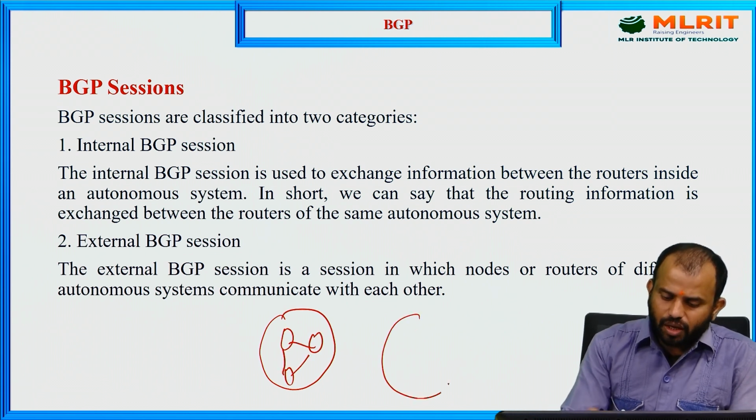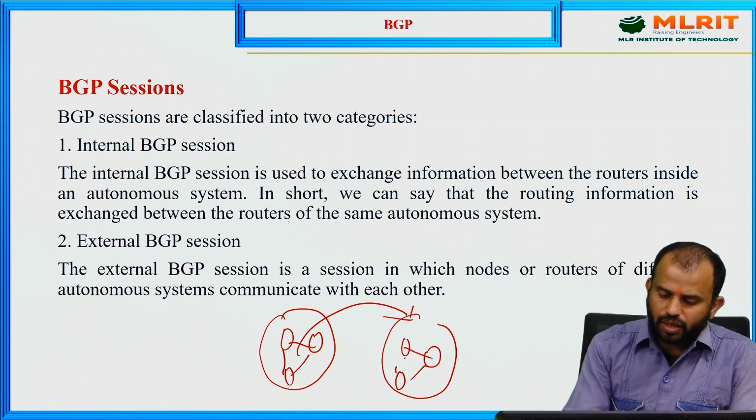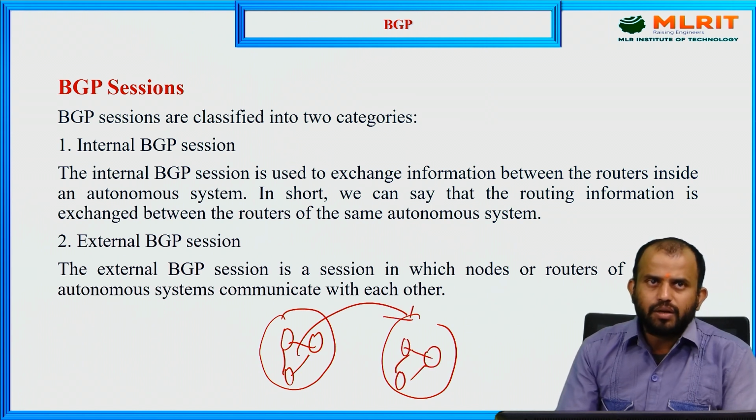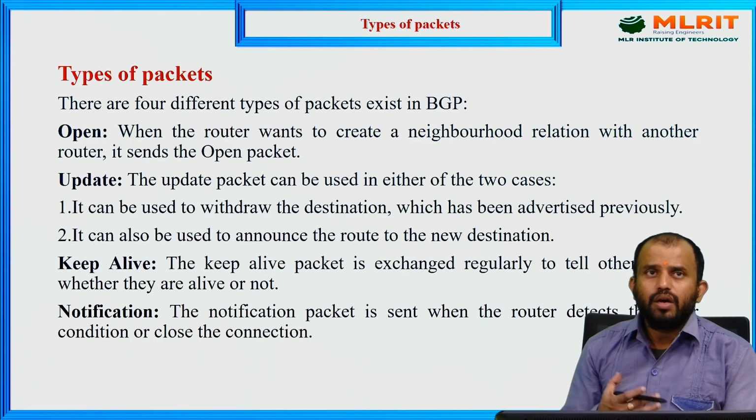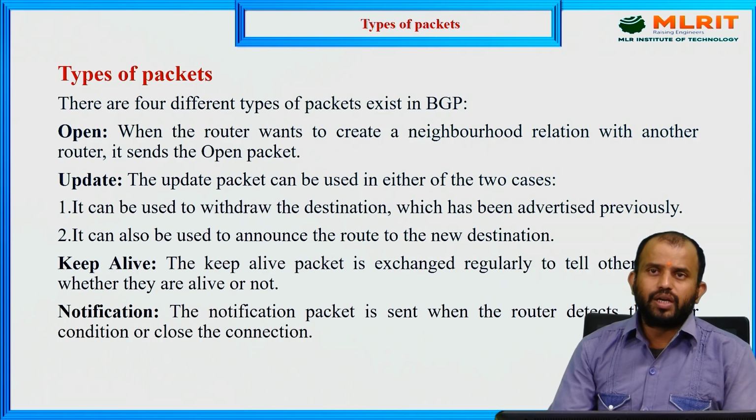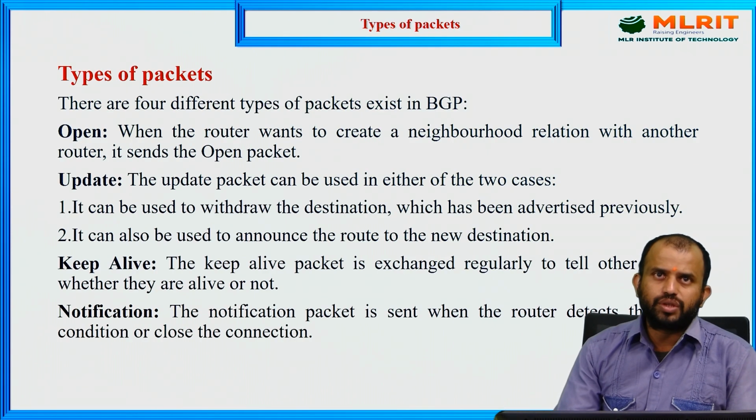But in the external, we are able to share the information outside the network as well. That we call an external BGP session. But how are we able to establish that? What types of packets are we using to share the information?